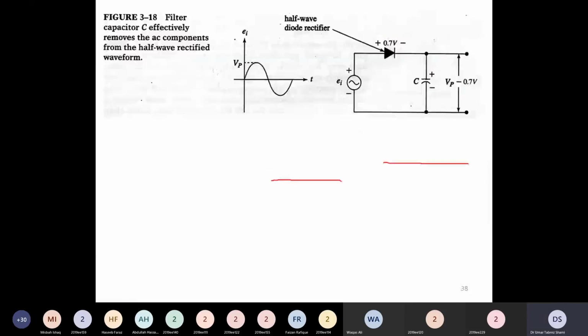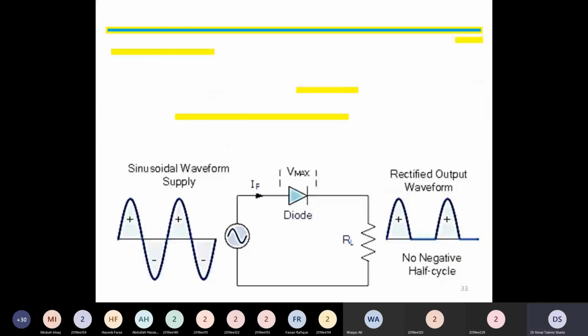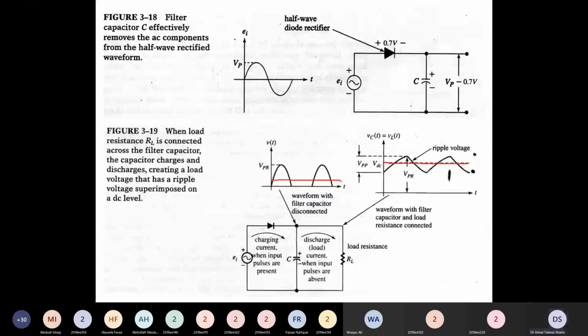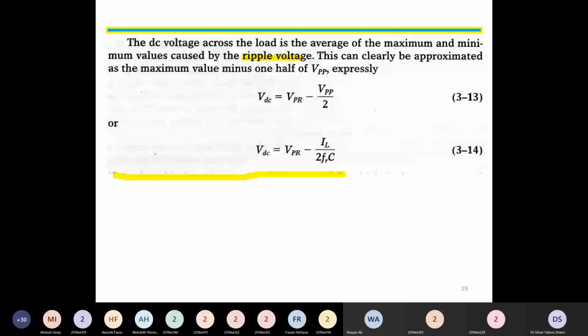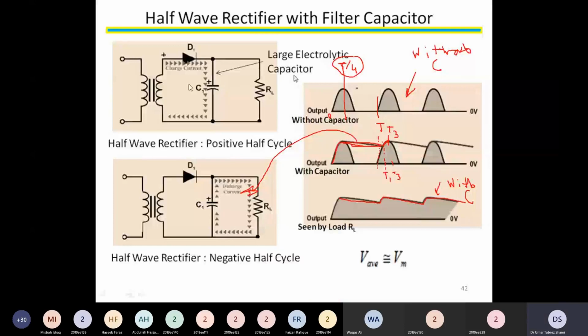And another thing is that the nature of the capacitor is always to use an electrolytic capacitor. That is, we need a capacitor of large value.